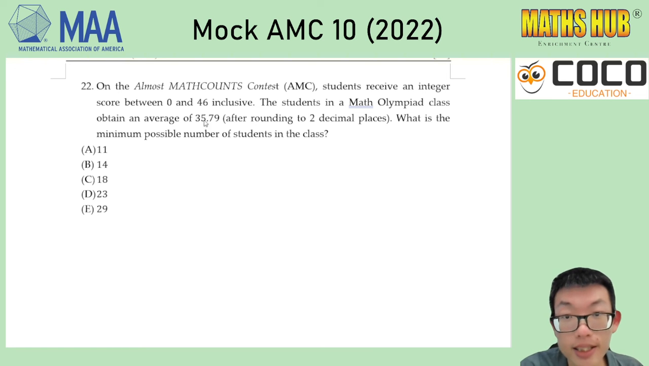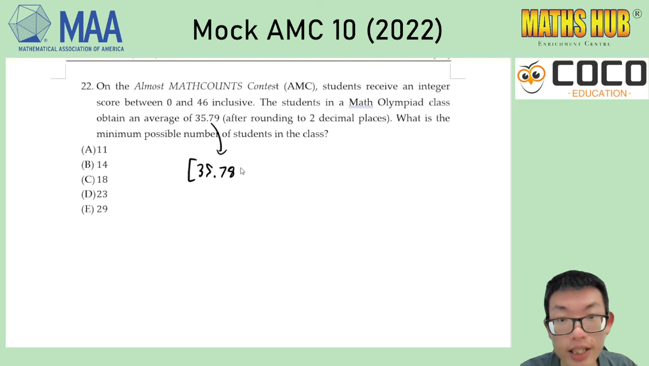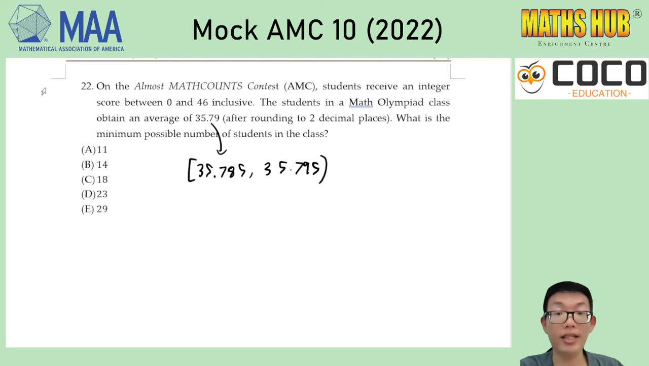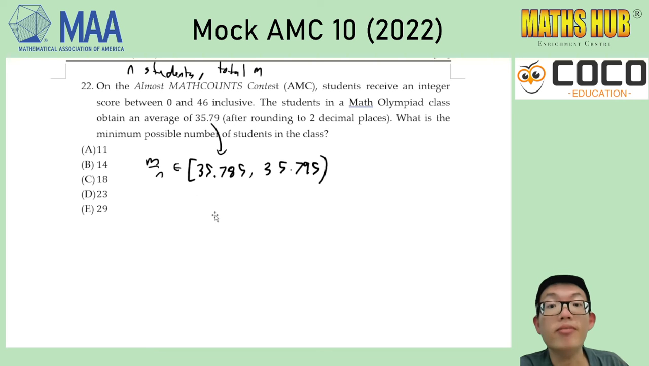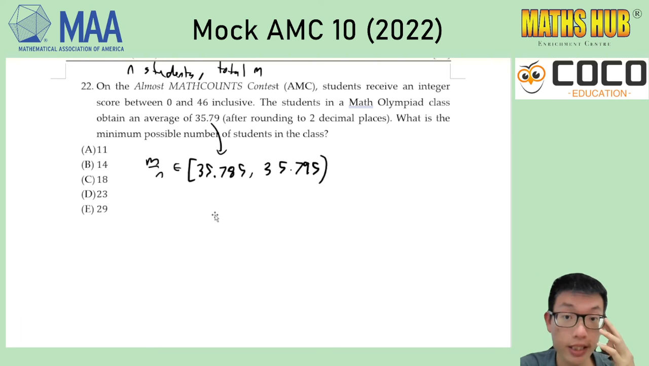Now that means that the actual average after rounding to decimal places is this. So the range would have been 35.785 to 35.795, excluding the second endpoint. Right? This is the actual range. And let's say that there are n students and the total score is m. That just means that the average is m over n, and the average m over n just lies somewhere in here. Right? So this is literally what the question statement is saying.